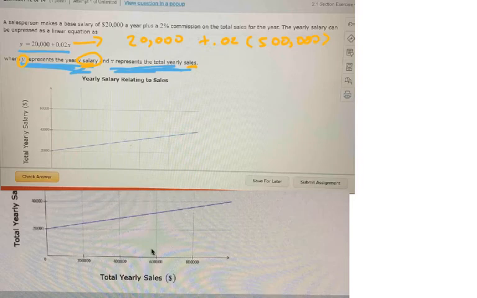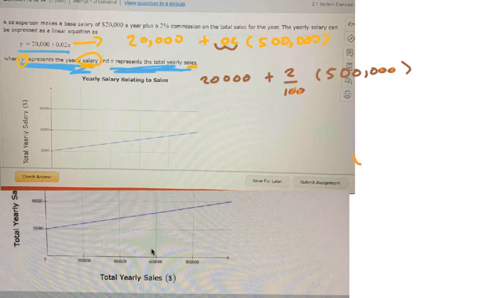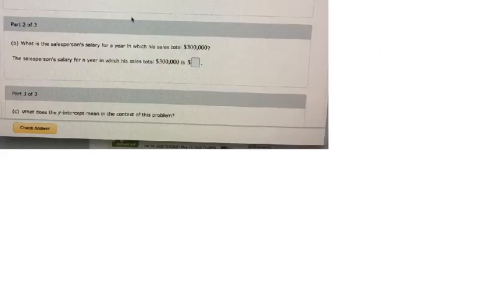This is actually pretty simple to solve. You don't really need a calculator to do this. If I jump 2 places to make this into a whole number, then this is 2 over 100, being multiplied by 500,000. What we can do now is take away 2 zeros. 2 times 5 is 10, and then I'm left with 1, 2, 3 zeros. So we have 20,000 plus 10,000, which gives me 30,000. And there's our answer.